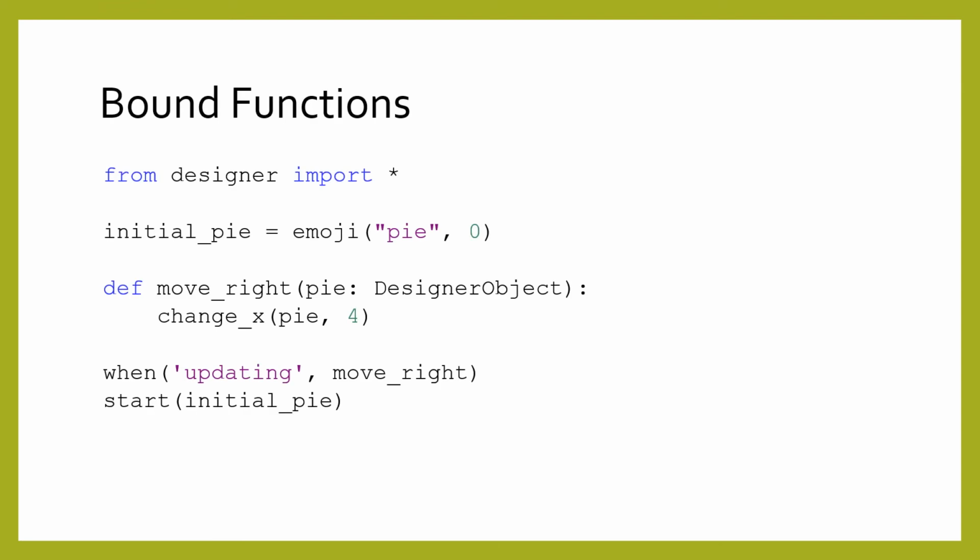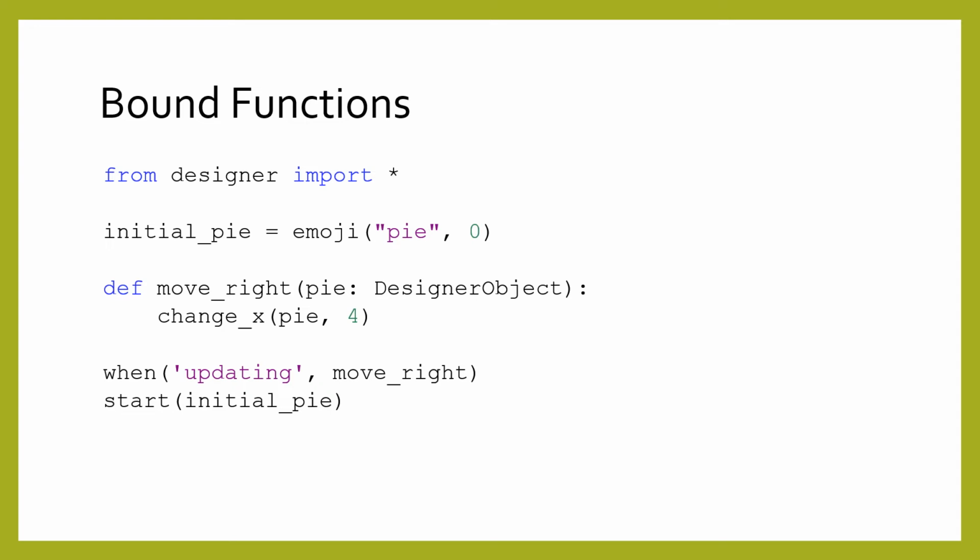So, what is happening in these bound functions? Previously, we learned how to use the designer library to draw pictures, and how we could even make functions that drew pictures in a reusable way by returning designer objects. These bound functions, however, are completely different. Now, the function consumes a designer object in order to manipulate the object.